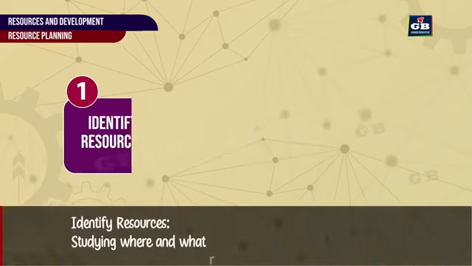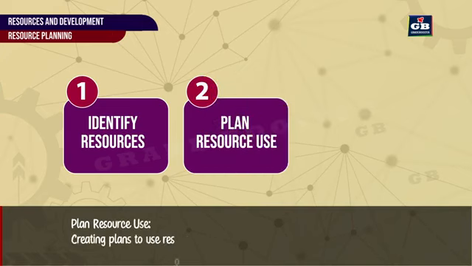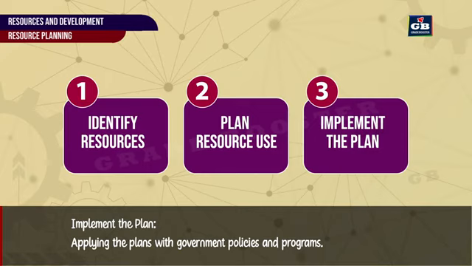1. Identify resources. That is, studying where and what resources are available. 2. Plan resource use. That means creating plans to use resources efficiently. And the third one, implement the plan. That means applying the plans with government policies and programs.